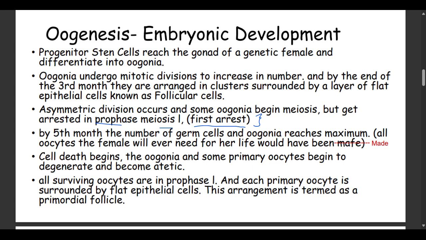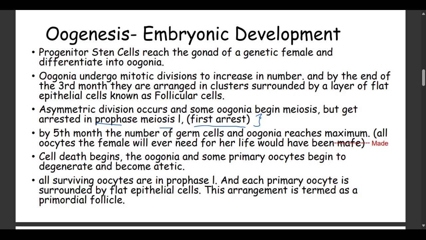So all of the surviving oocytes, okay, before we get to that, pardon me. So there is a maximum number that is reached. It's a lot of cells, like millions and millions of cells, but not all of them are going to be needed, of course.